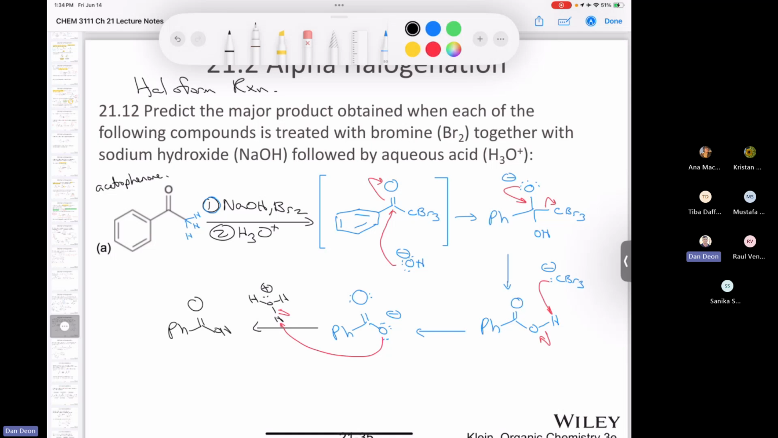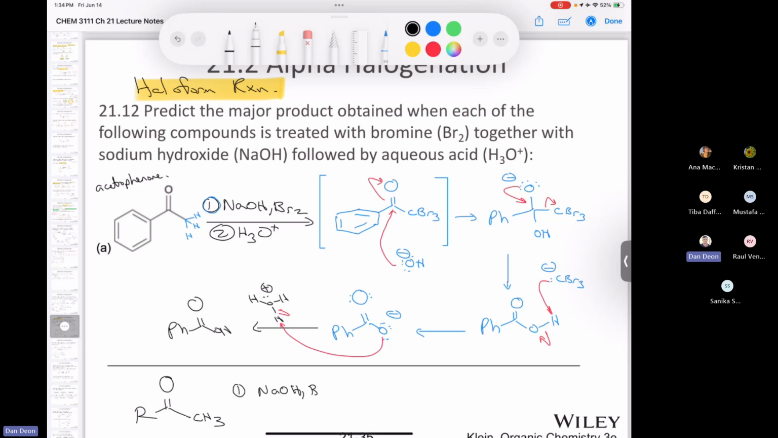Okay, so the point is that in the haloform reaction, what we're able to do, and this is the most important part, I'll write it down here. In the haloform reaction, you can take a methyl ketone, so there's just a plain old methyl ketone. I'll even write CH3 in here. And after 2 steps, the first one is sodium hydroxide and bromine. The second one is just aqueous acid. But after those 2 little steps, you end up with a carboxylic acid.